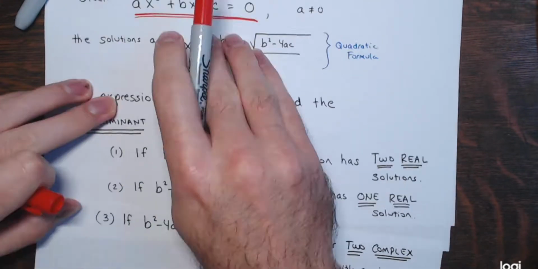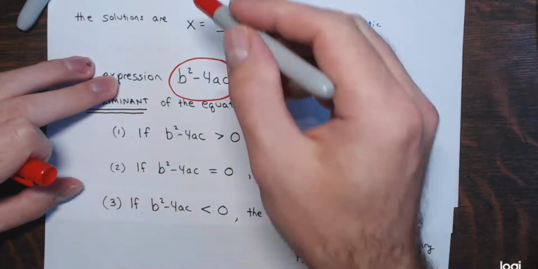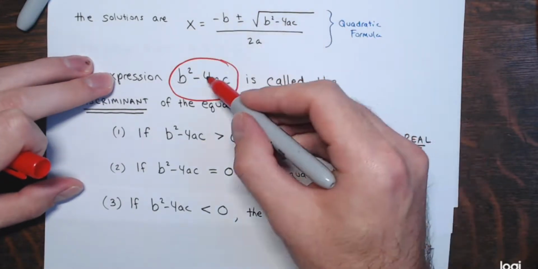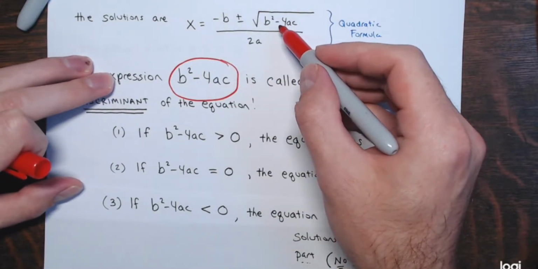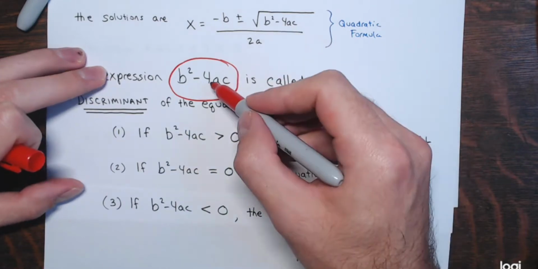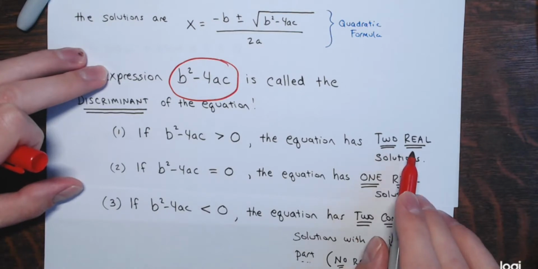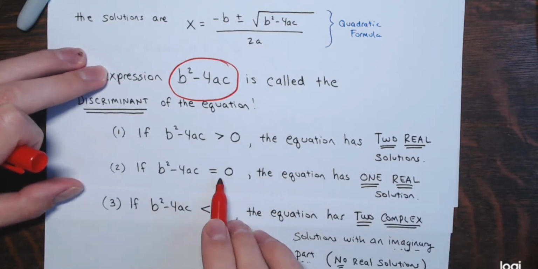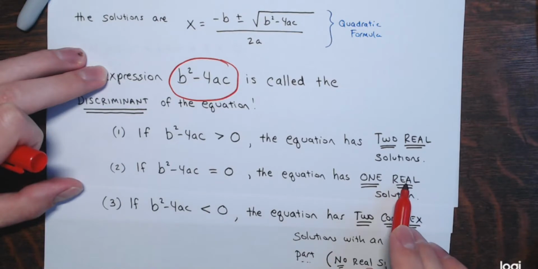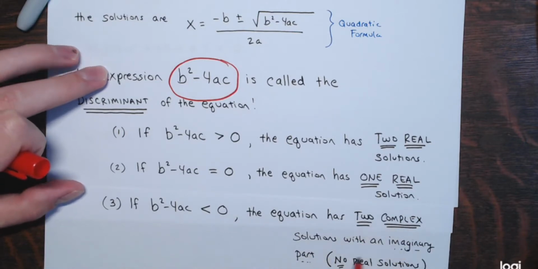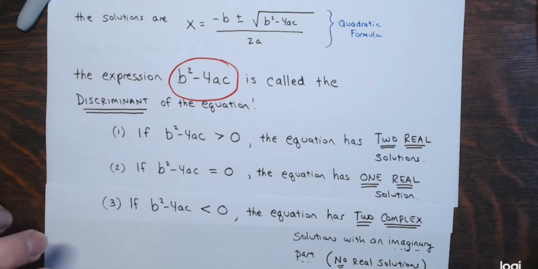So in these exercises, we're given an equation. We're going to calculate the discriminant, this b squared minus 4ac, the expression underneath the radical in the quadratic formula. If it's positive, we know that the equation has two real number solutions. If it's 0, the equation has just one real number solution. And if it's negative, the equation has no real number solutions. It'll have two complex solutions, with an imaginary part.